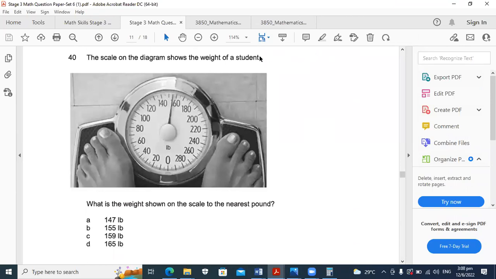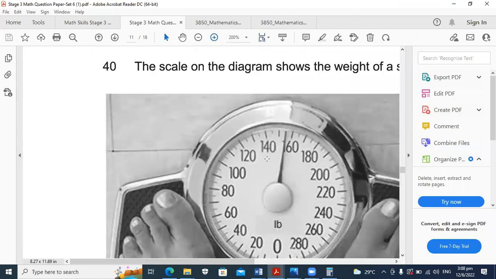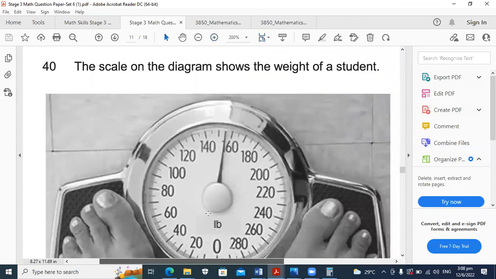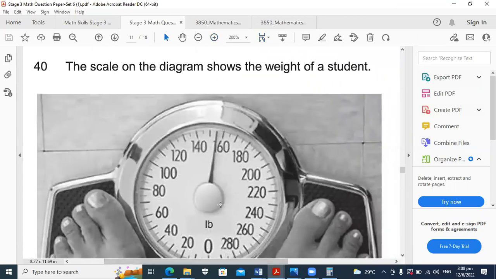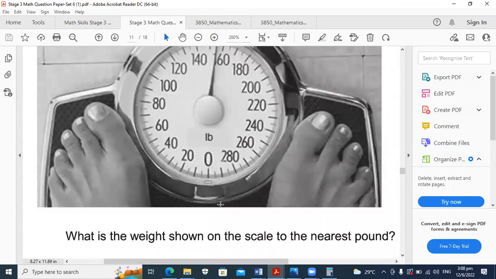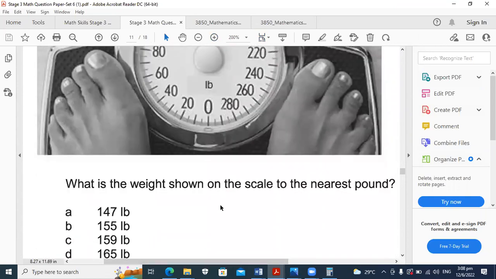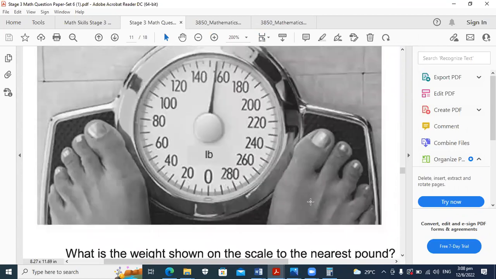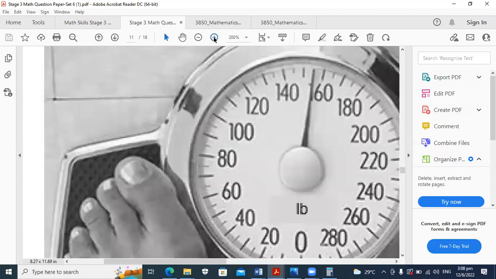You want to look at this one here? Yes, sir. The scale and diagram shows the weight of a student. What is the weight shown on the scale to the nearest pound? What does to the nearest pound mean? You're going to round to the nearest what? Whole number. So what do you think the answer is? 160.